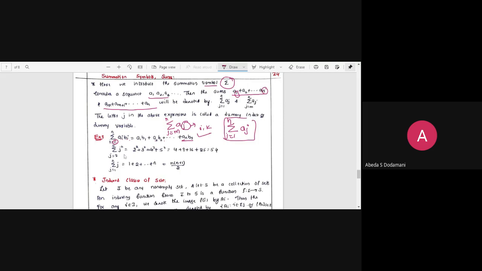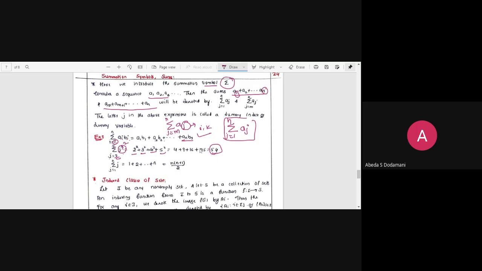Summation of j square, where j is equal to 2 to 5. So j square means the variable here is j. In place of j, it is starting from 2 to 5, but in the form of square. So it is 2 square plus 3 square plus 4 square plus 5 square. Are you following, guys? Yes, ma'am. Okay, so that is the sum it will give you.